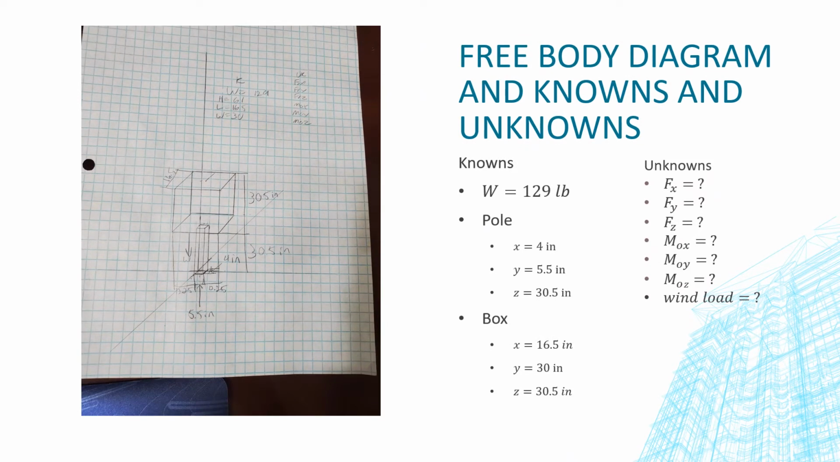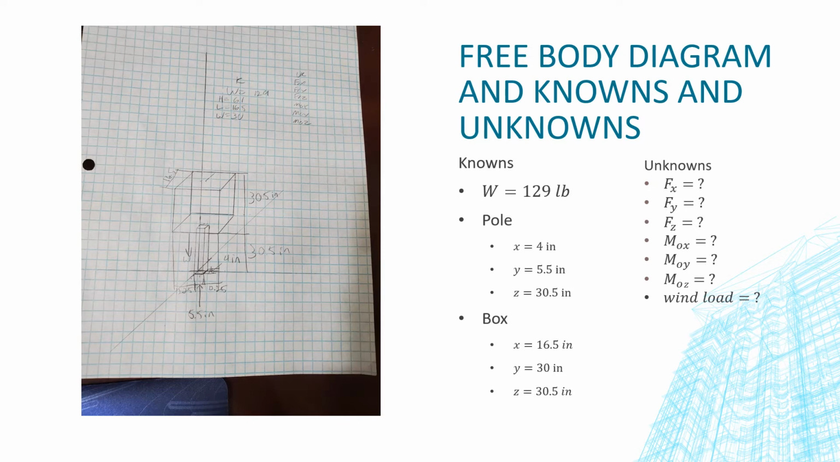Now, here I am presenting to you the free body diagrams, the knowns, and the unknowns. Here is my free body diagram. This is the second iteration of the free body diagram and the best iteration that I have. The knowns I was able to find by going onto the website budgetmailboxes.com, which is where I found the same material, as well as going out and measuring the mailboxes myself with a tape measure. The weight of the mailbox was listed as 129 pounds.